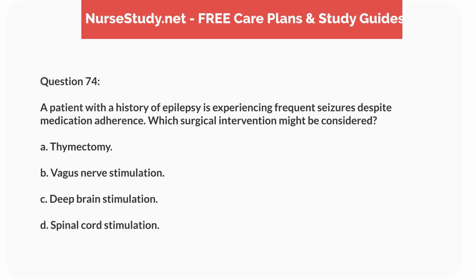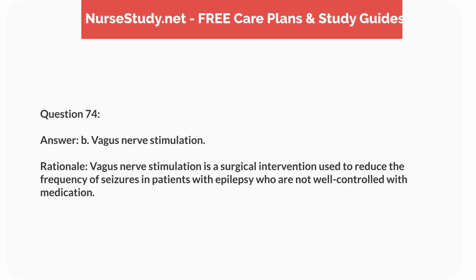Question 74. A patient with a history of epilepsy is experiencing frequent seizures despite medication adherence. Which surgical intervention might be considered? A. Thymectomy. B. Vagus nerve stimulation. C. Deep brain stimulation. D. Spinal cord stimulation. Answer: B. Vagus nerve stimulation. Rationale: vagus nerve stimulation is a surgical intervention used to reduce the frequency of seizures in patients with epilepsy who are not well controlled with medication.